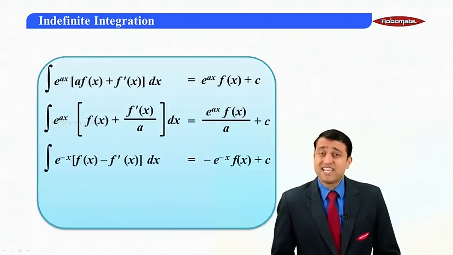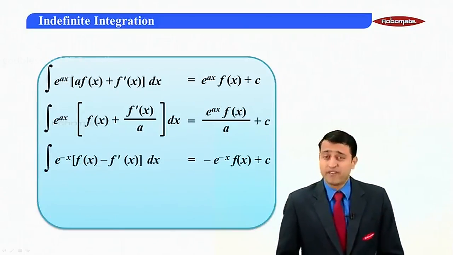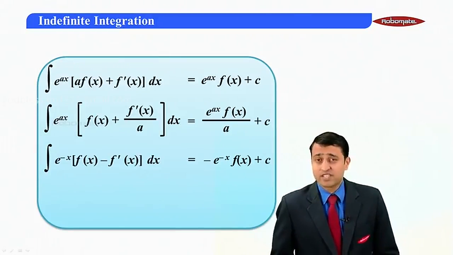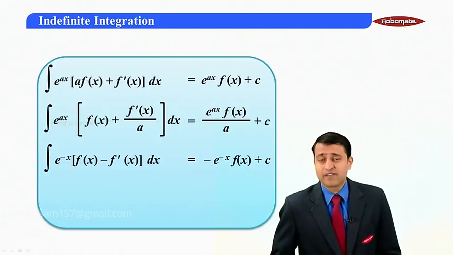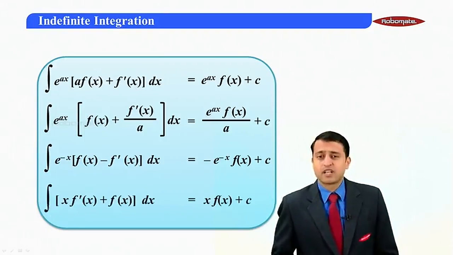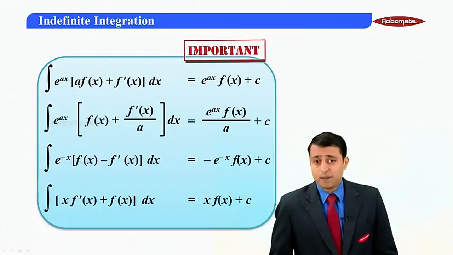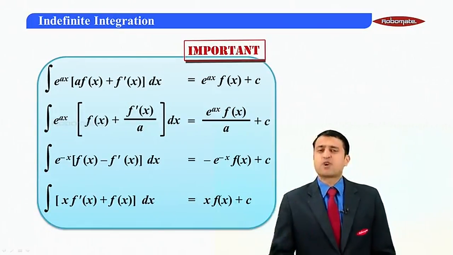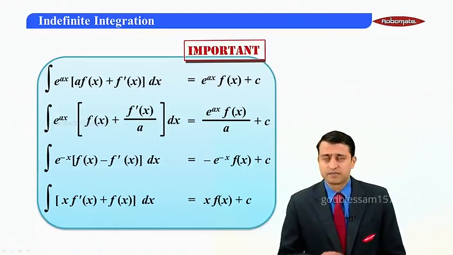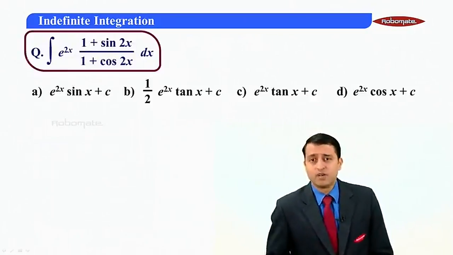The next one says integral of e raised to minus x into f of x minus f dash of x dx. The answer will be minus e raised to minus x f of x plus c. And the last one, integral of x into f dash of x plus f of x dx, is x f of x plus c. Now these are some shortcuts which you may remember. Let us take one example now.